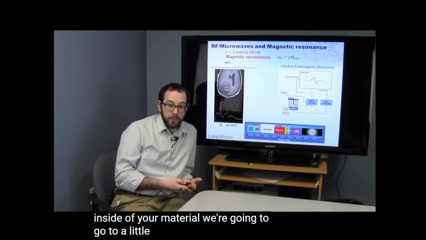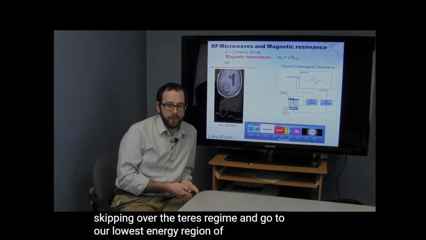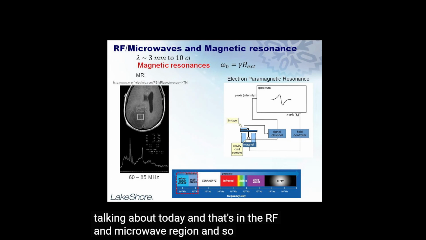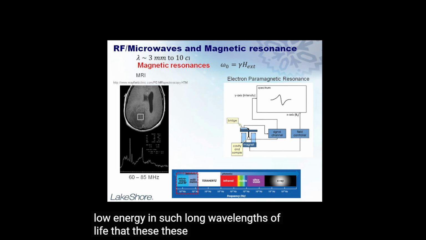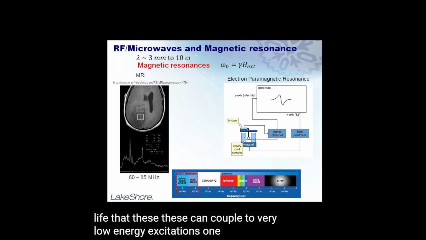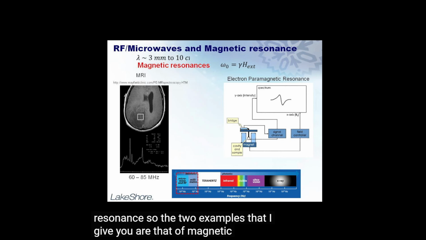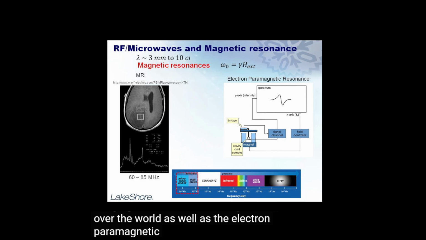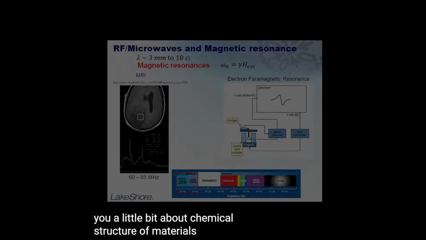We're going to go a little bit lower in energy, skipping over the terahertz regime, and go to our lowest energy region of the electromagnetic spectrum that we're talking about today, and that's the RF and microwave region. This is such low energy and such long wavelengths of light that these can couple to very low energy excitations. One of the more important of those low energy excitations is magnetic resonances. The two examples that I give you are magnetic resonance imaging, which is used in hospitals all over the world, as well as electron paramagnetic resonance, which will tell you a little bit about the chemical structure of materials.